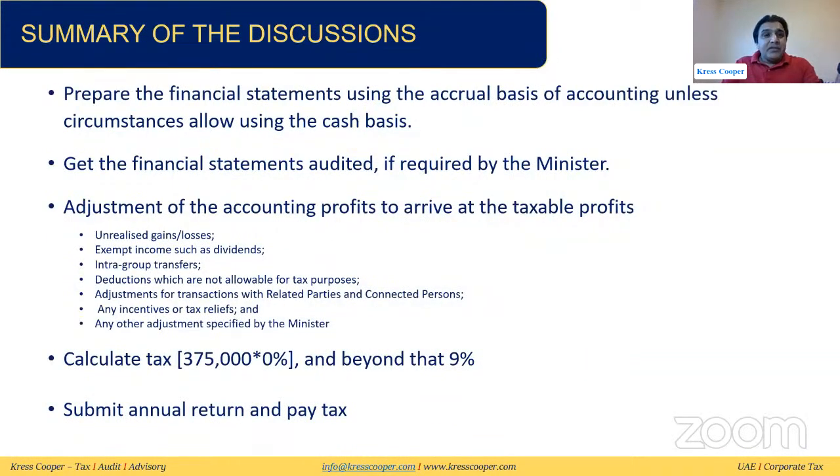This is the summary of the discussion. Prepare the financial statements using the accrual basis of accounting unless circumstances allow you to use the cash basis of accounting. Then get the financial statements audited if required by the minister. If not, then you are not liable to have audited financial statements. Make these adjustments, which we'll discuss in our next lectures. Calculate tax: up to 375,000, 0% tax, beyond that 9% tax. Submit the return and pay the annual tax.